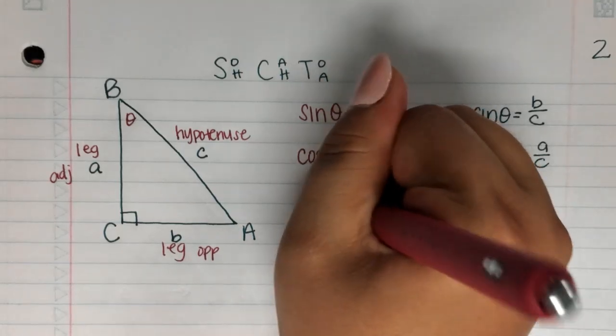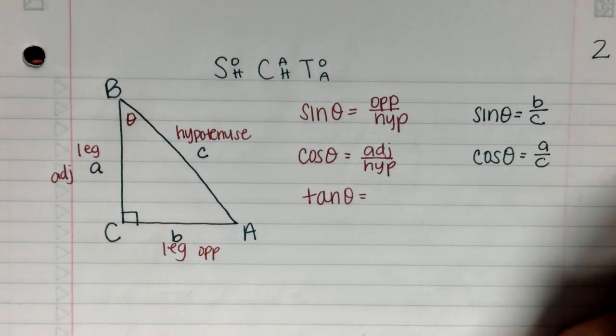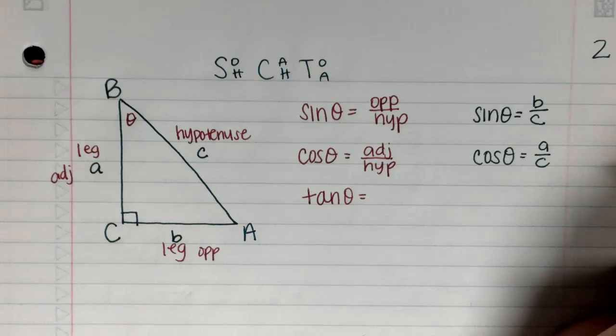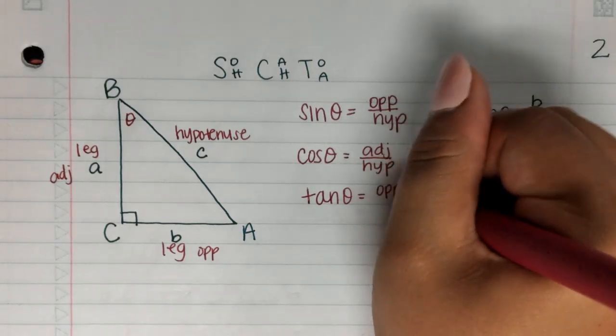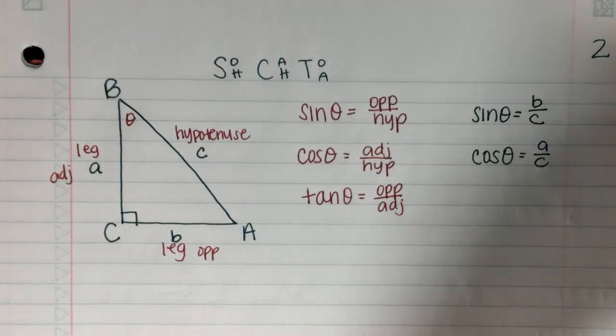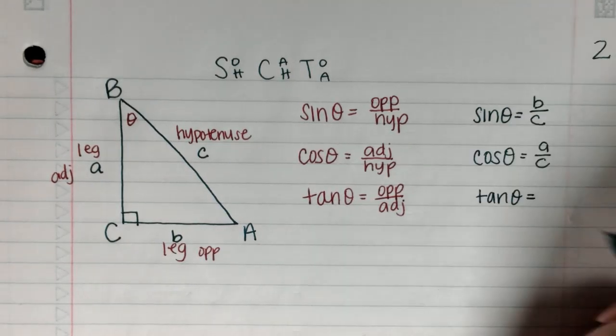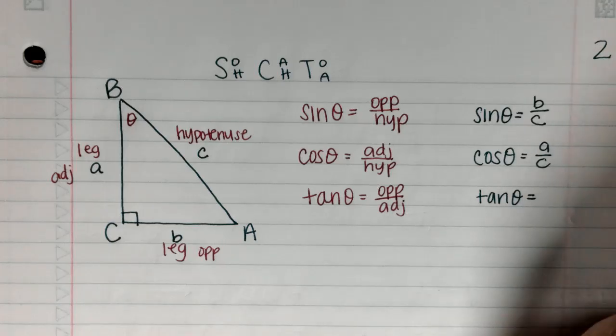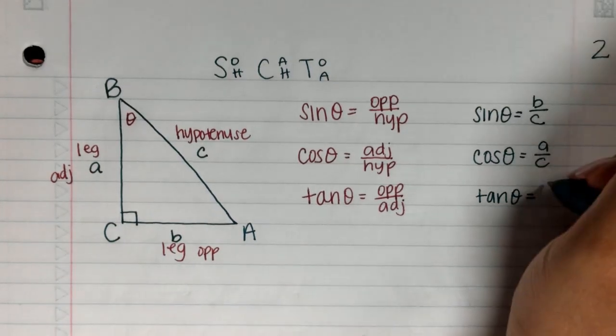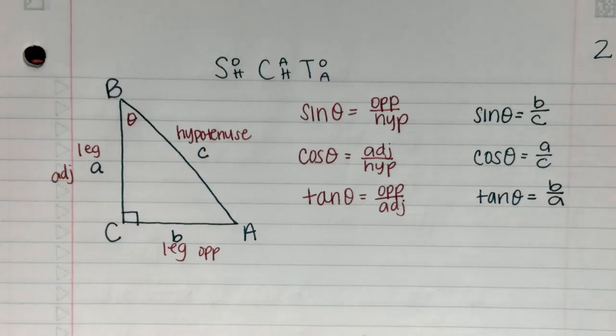And last but not least is the tangent. What is tangent? TOA stands for opposite over adjacent. So what is the tangent of this theta? Say it again. Be careful. Opposite over adjacent. B over A. Do I have any questions so far? We okay?